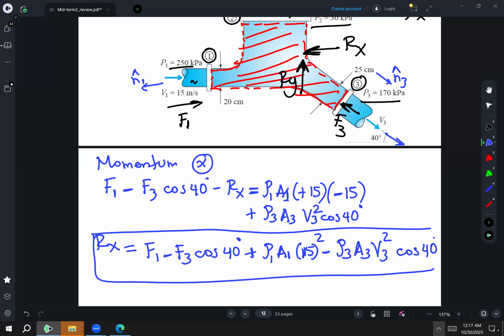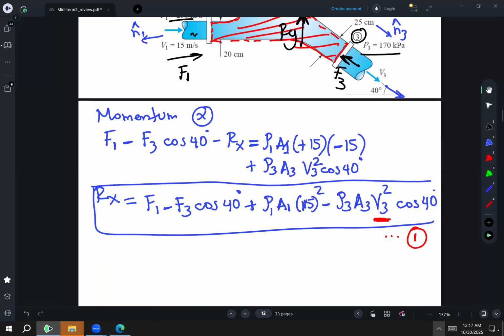We know F1 because F1 is going to be pressure 1 times area 1. So we know F1, F3 we know. The only thing we are missing right now is velocity 3, and I don't know velocity 3 right now. I can call this equation 1. So now we have to find velocity 3.